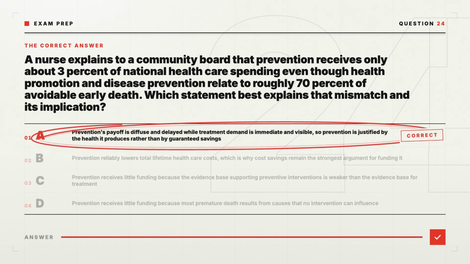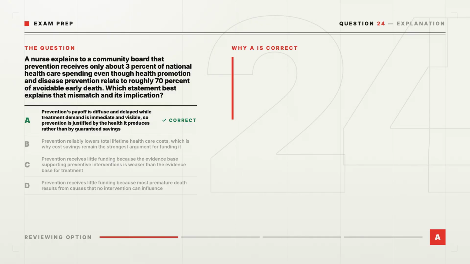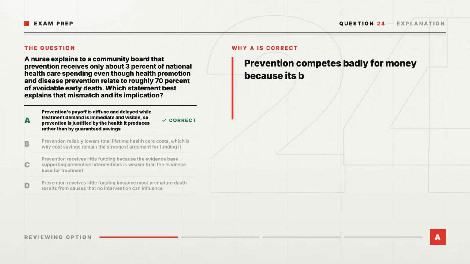The correct answer is A. Prevention's payoff is diffuse and delayed, while treatment demand is immediate and visible. So prevention is justified by the health it produces rather than by guaranteed savings. A is correct because prevention competes badly for money because its benefits are spread across a population and arrive years later, while a person needing treatment today is visible and urgent.